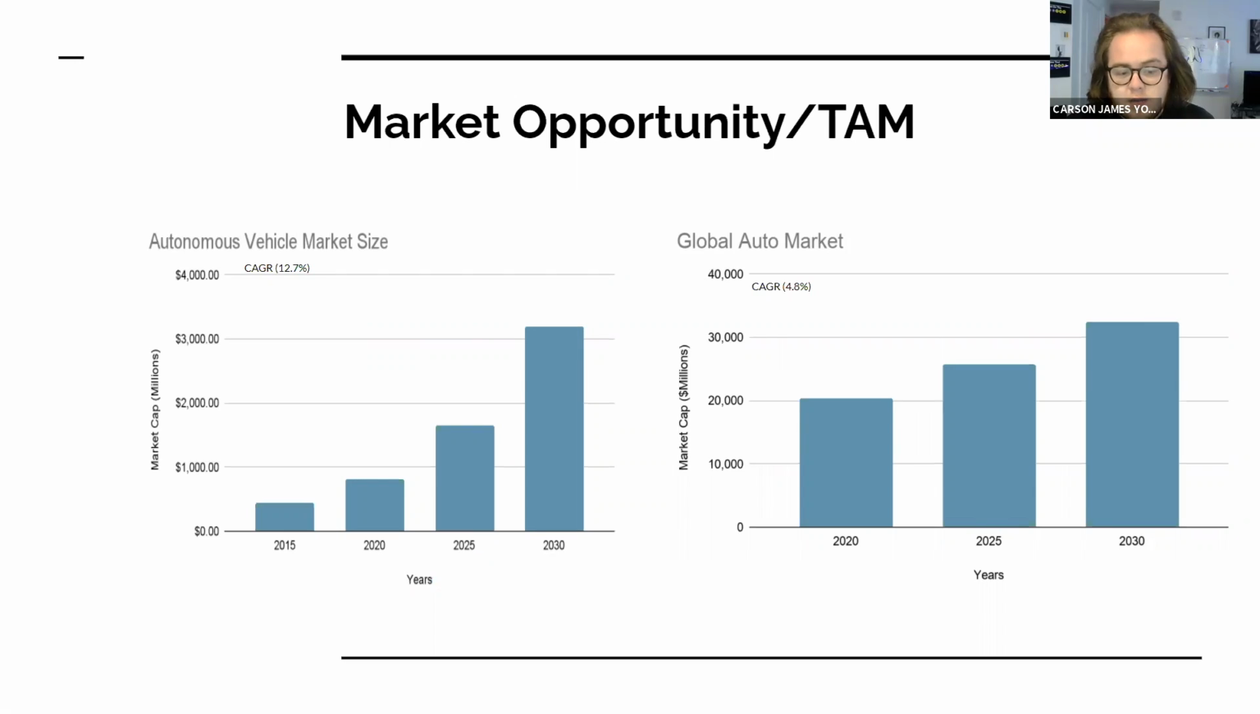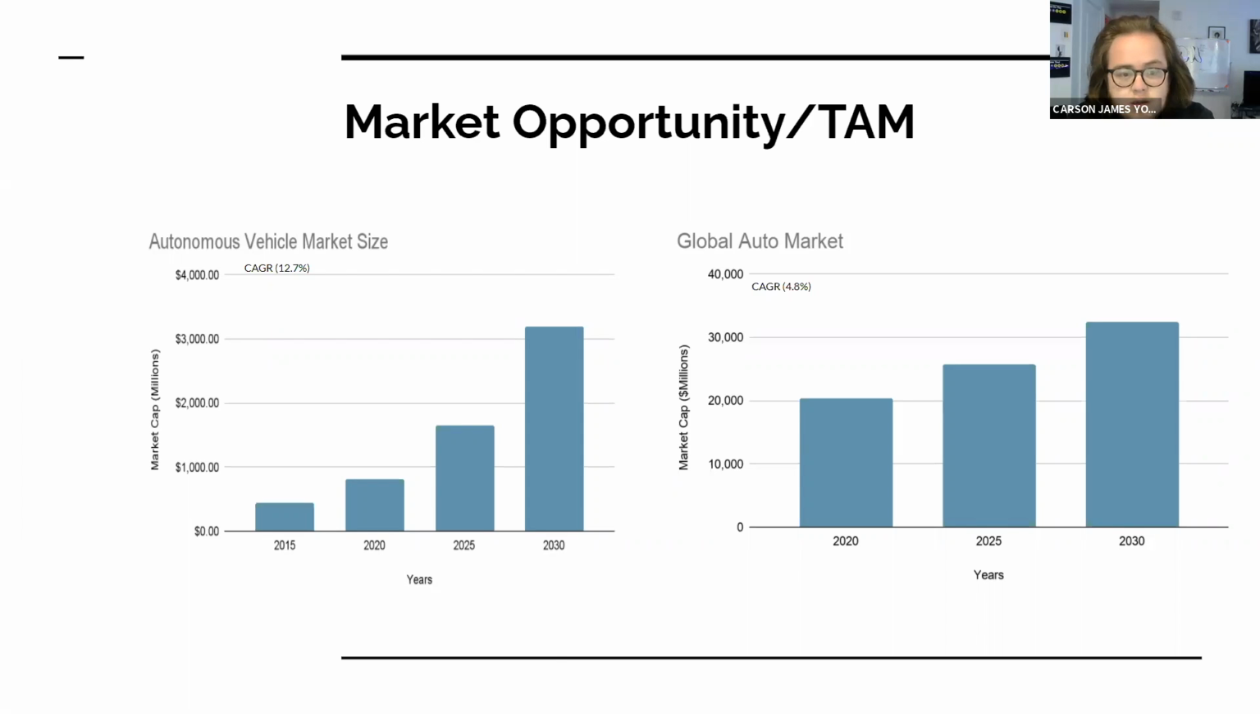So currently the market is just under a $1 billion market cap for autonomous vehicles, but this is growing rapidly as more and more businesses get into the space. It looks like it'll be around a $3 billion market cap in 2030. And our total addressable market is eventually the global auto market, which we hope to tap into, with an estimated compounded average growth rate of about 4.8%, meaning we think that in 2030, it'll be about a $30 billion market. And we hope to tap into just a little bit of that.